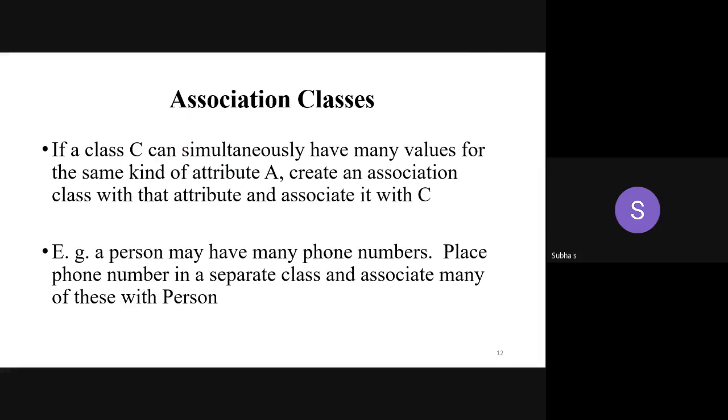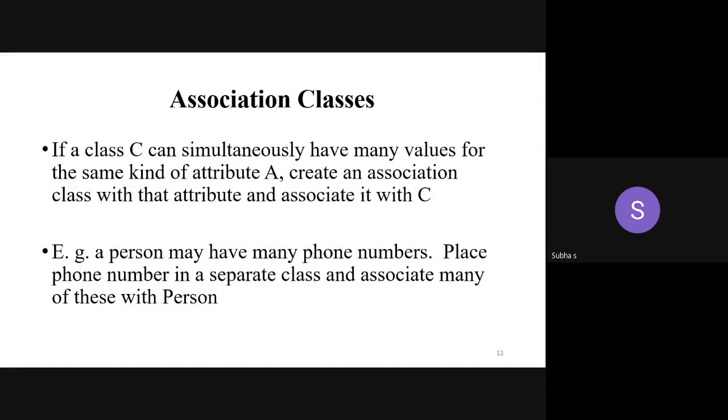What it means is, if a class C has many values for the same kind of attribute, then you have to create an association class with that attribute, and then associate it with the class C. Again, I repeat, if a class C can simultaneously have many values for the same kind of attribute, then you can create an association class for that attribute, and associate all the values with the particular class C.